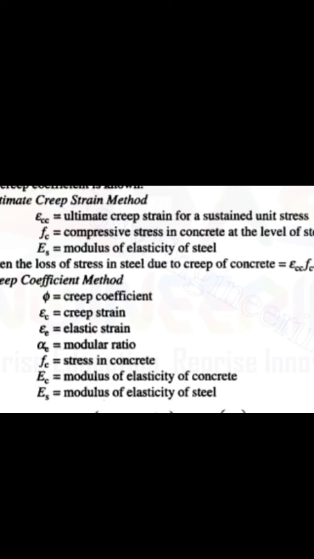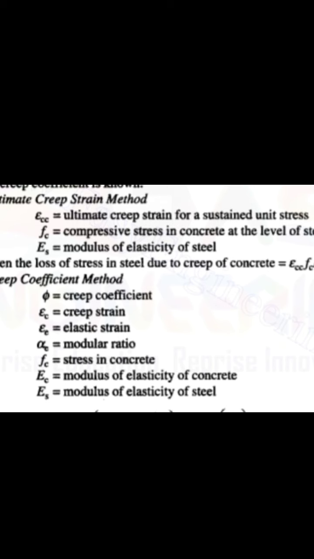Okay, so after finding the creep coefficient, you have the stresses in the concrete, and the modulus of elasticity of the concrete will be known. By knowing that and multiplying with the creep coefficient, we are able to find out the creep. Okay, so that is the creep coefficient method. That is only a small description. You can go further into it in detail.